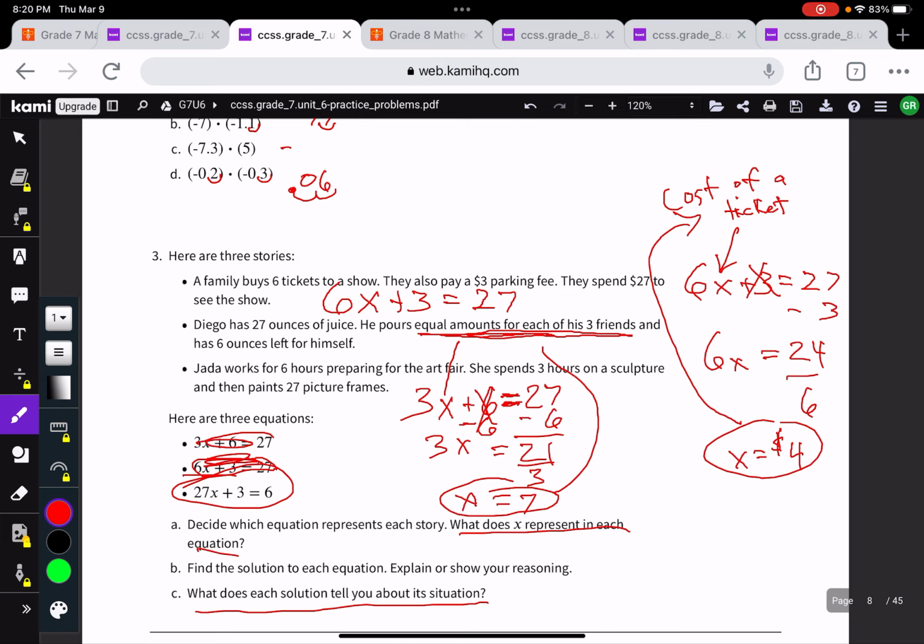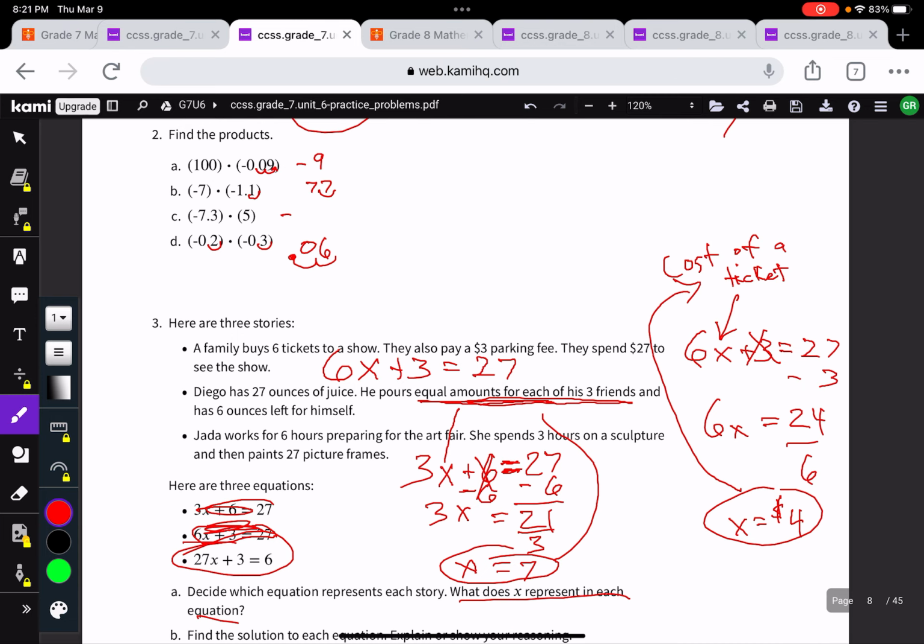Jada works for 6 hours preparing for the art fair. 3 hours were on a sculpture. And it doesn't say that, but maybe it should say in the remaining time. And the rest was meant for painting 27 picture frames. So that's where I'll write it up here.